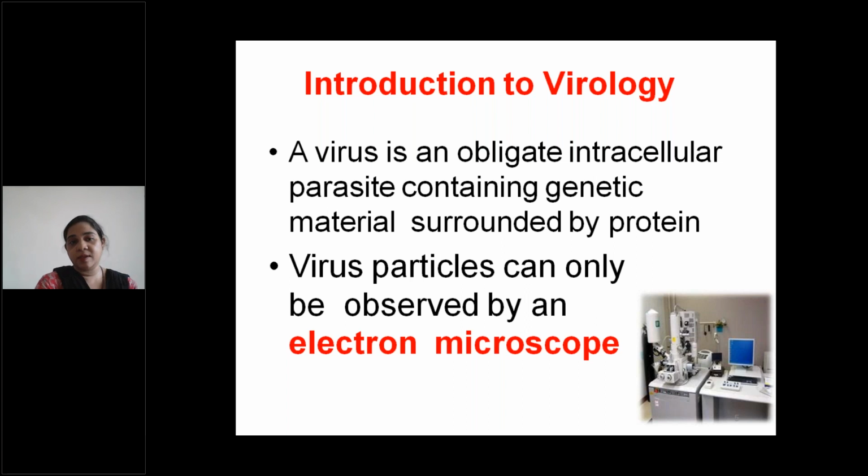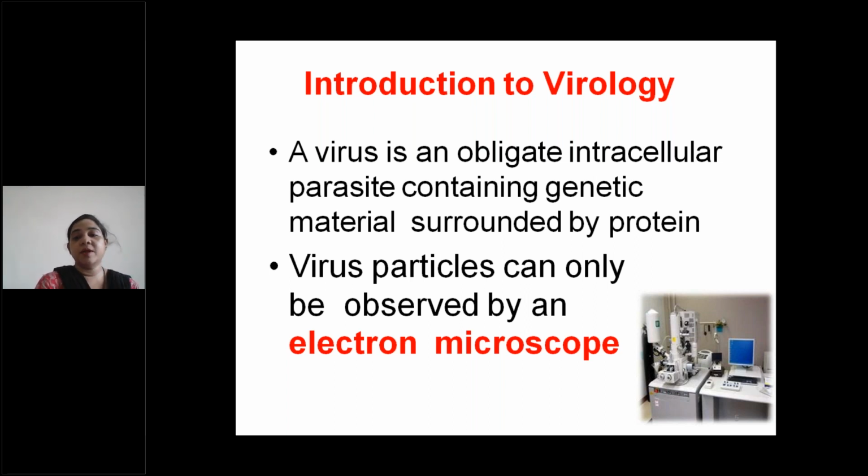Now, what is a virus? A virus is an obligate intracellular parasite containing genetic material which is surrounded by a protein. So, it is an intracellular parasite. For it to survive, it has to be present inside a living host. If the virus has to survive and multiply, it needs to be present in the tissues of the living host. These viruses are usually surrounded by protein material.